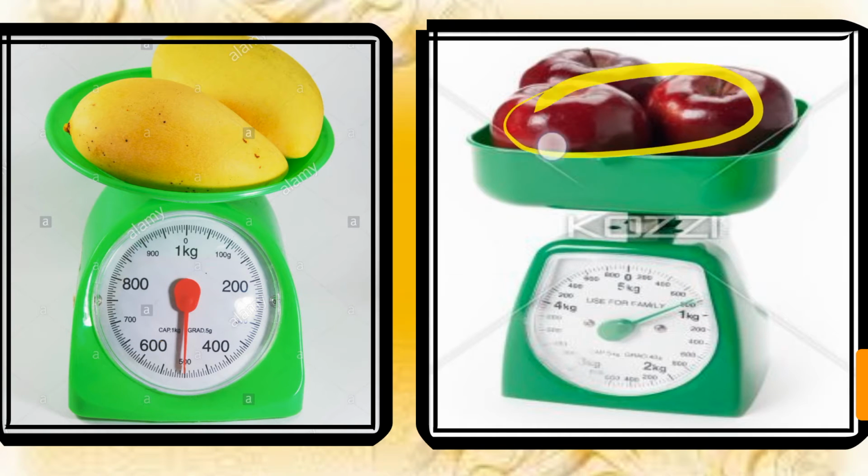Let's see. The weight of 3 apples is 1 kg? No, observe this, it's 800 grams. Observe it carefully. 1 kg is here, but the weight of 3 apples is 800 grams, so less than 1 kg. 1 kg equals 1000 grams.